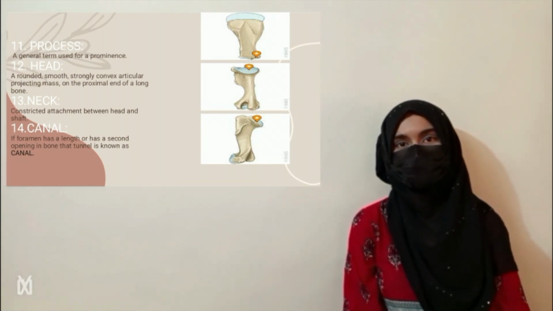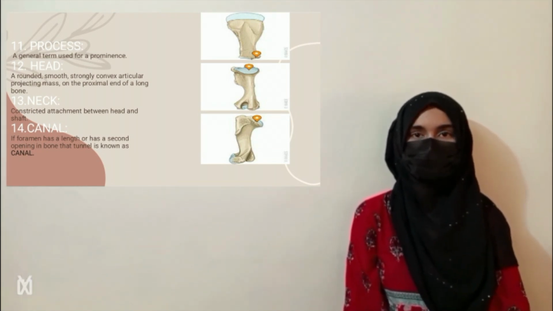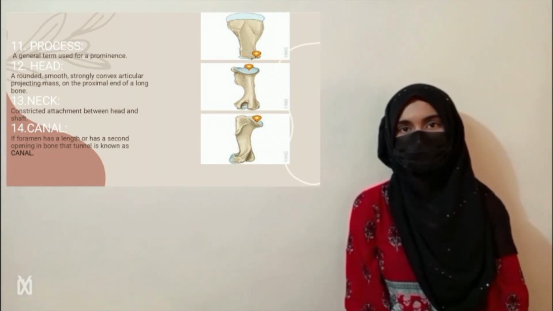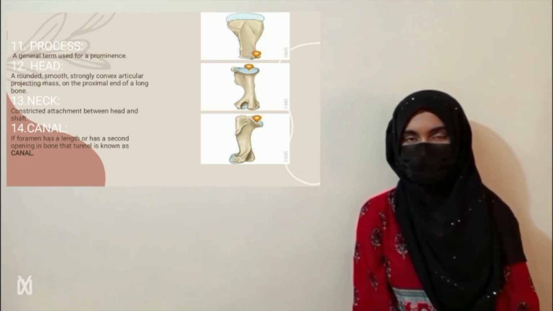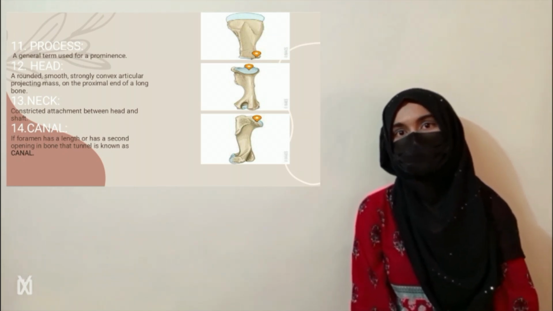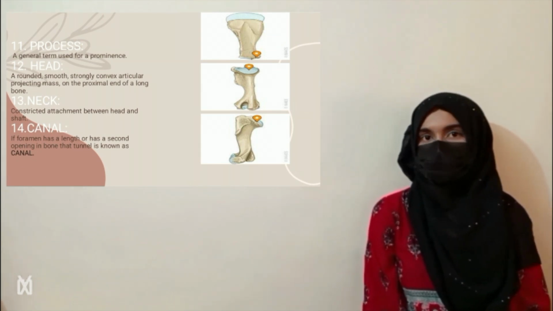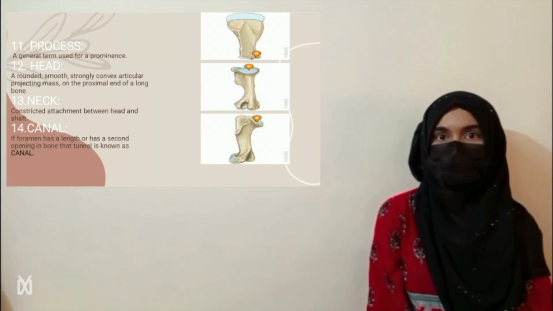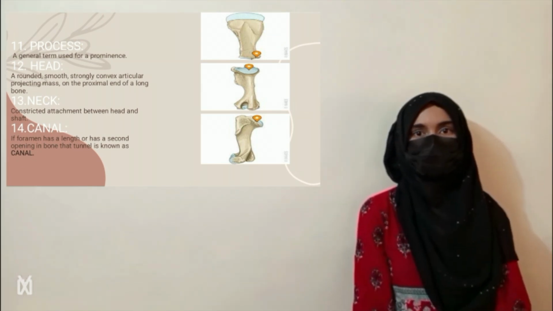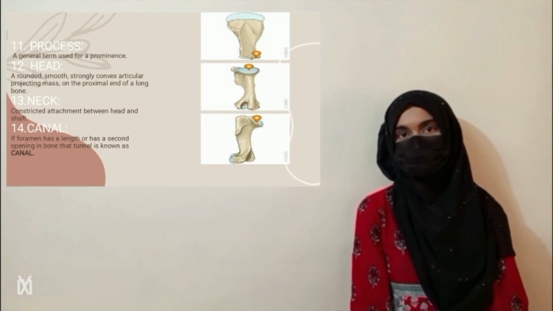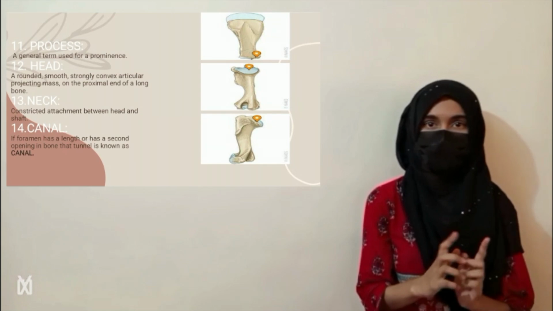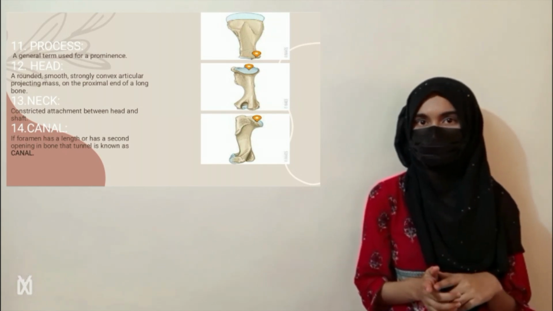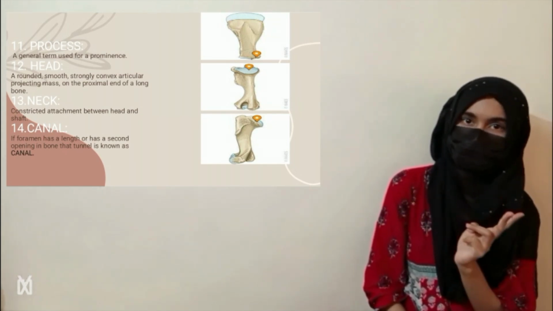The 12th example is head, a rounded, smooth, strongly convex, articular projecting mass on the proximal end of a long bone. The second image shows the head of the humerus. The 13th example is neck, an attachment between the head and the shaft. The third image shows the neck of the humerus.